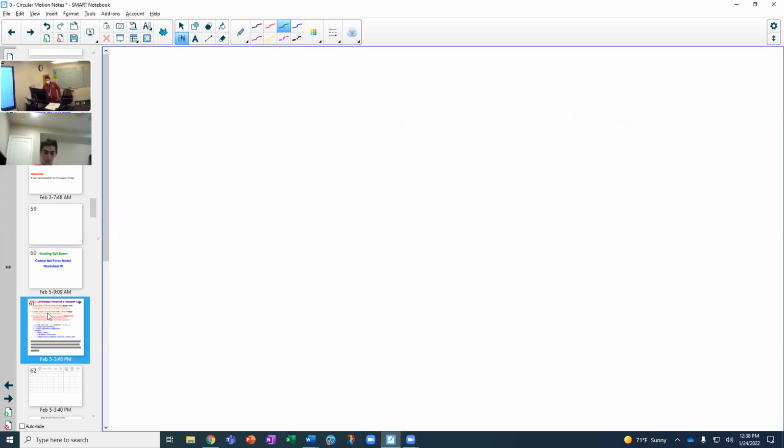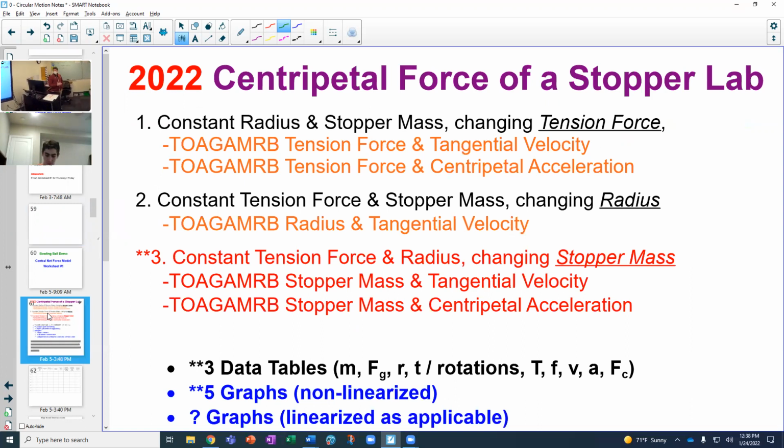So this experiment is a little bit like 3 mini labs. The first one is we're going to keep the radius constant and the stopper mass constant, and we're just going to change the tension force.